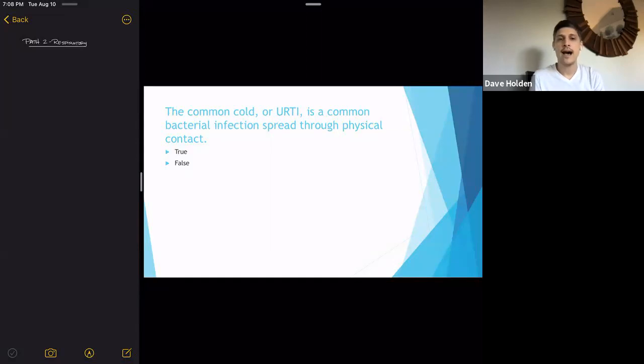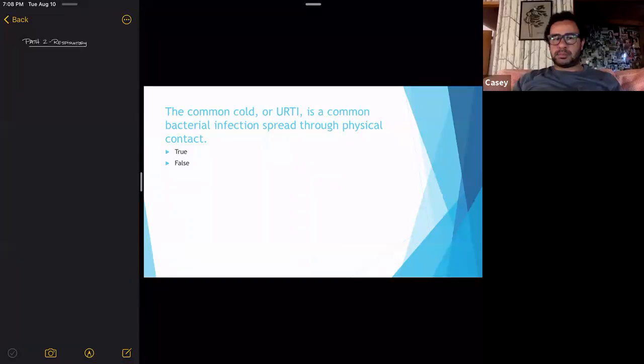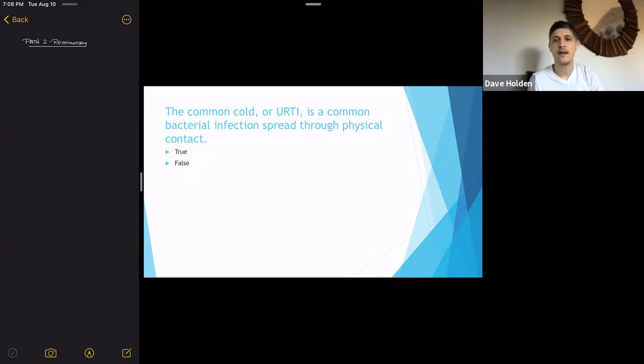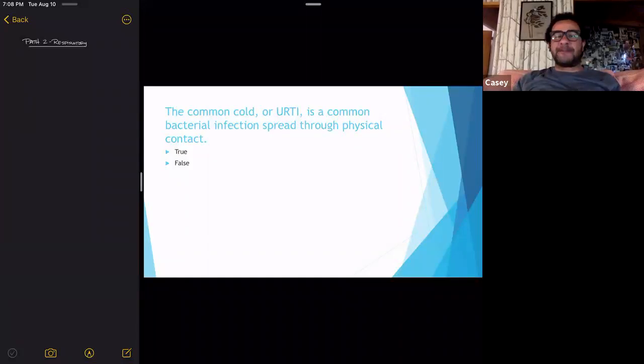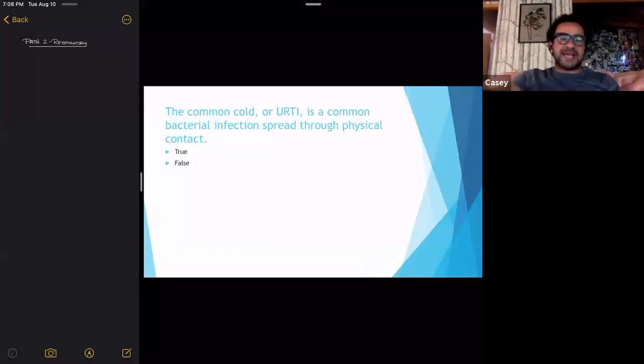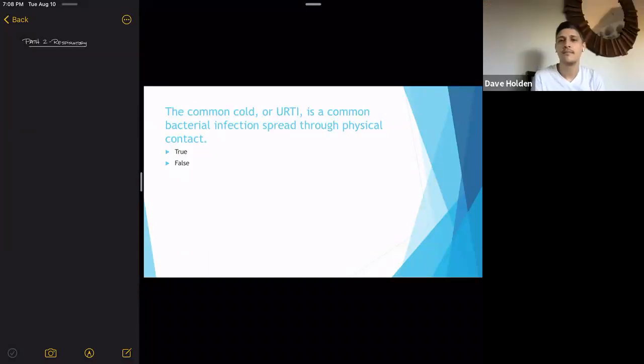The common cold, or a URTI, that is upper respiratory tract infection, is a common bacterial infection spread through physical contact. True or false? By show of hands, who says true? By show of hands, who says false? Physical contact. That is false. The common cold is a virus, not a bacteria.